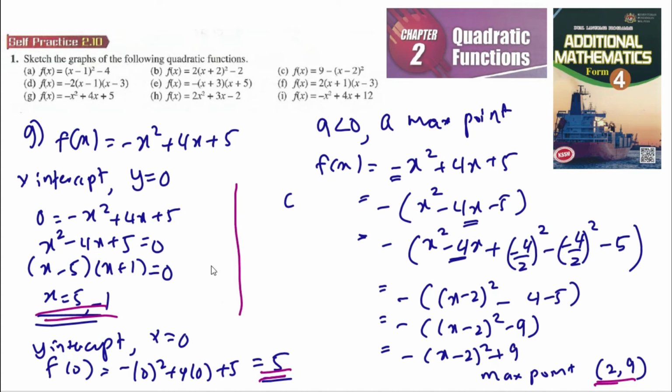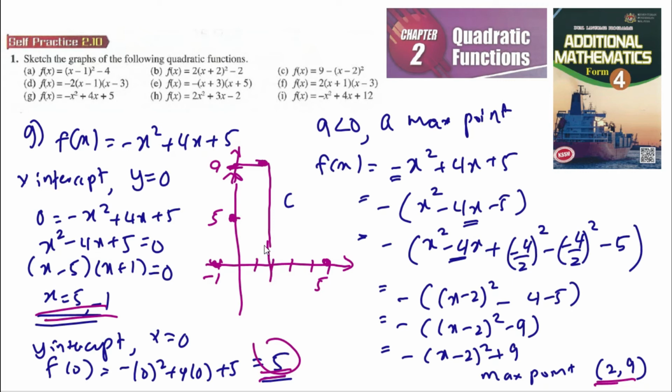And x is between negative 1 and 5. So maybe here, negative 1, 1, 2, 3, 4, 5. So this one is 5. We have these 2 points. And then the y-intercept is 5, so maybe 5 is around here. And then the maximum point is 2 and 9, so 9 might be somewhere higher, maybe 9 is here. So we have 4 points. You see here? 4 points. So we just connect all those 4 points.